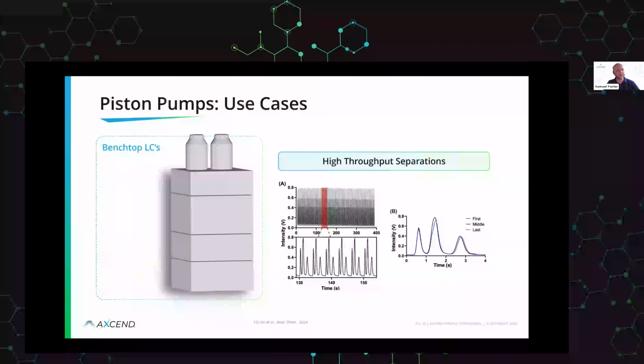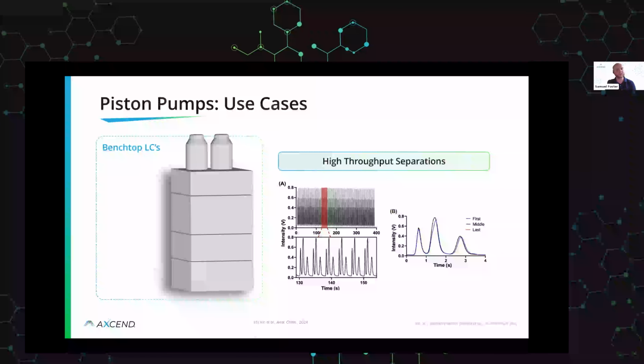Now, where are these used? Well, first and foremost, benchtop LCs. That's sort of the main use case. For routine assays in a lab, these are sort of the go-to if you want to run the same method a bunch of times or do some experimental R&D.